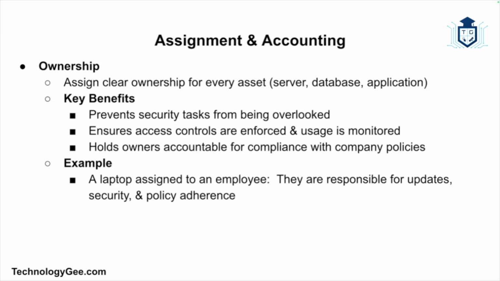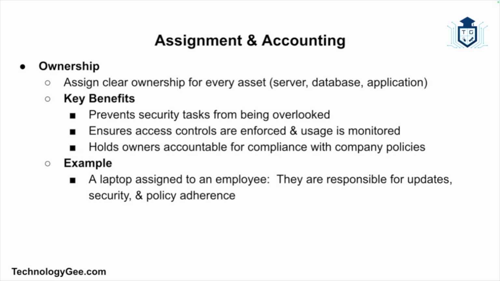All right, so next up is assignment and accounting. Once you've acquired your assets, you need a strategy for assigning ownership and tracking accountability. So let's break it down into two parts: ownership and classification. Ownership is all about defining responsibility. Every asset, whether it's a server, a database, or an application, should have a clear owner. This is the person or team responsible for maintaining and securing the asset.